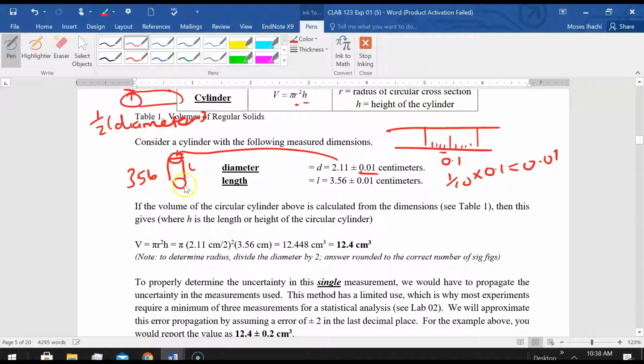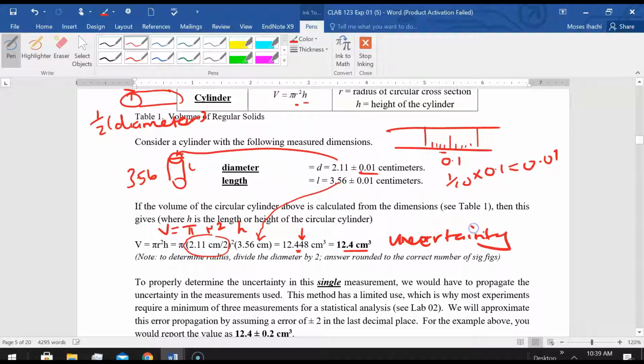and we're assuming the length or the height is 3.56. So to find the volume, you divide the diameter by 2 to give you the radius, then you square it because the formula is pi r squared times height or the length. So you get this answer, but remember you have 3 significant figures in your division in the brackets. So you have to give yourself a reminder that this one has to be rounded down because the 4 is less than 5. So the answer is reported as 12.4 centimeter cubed, but you are missing the uncertainty.